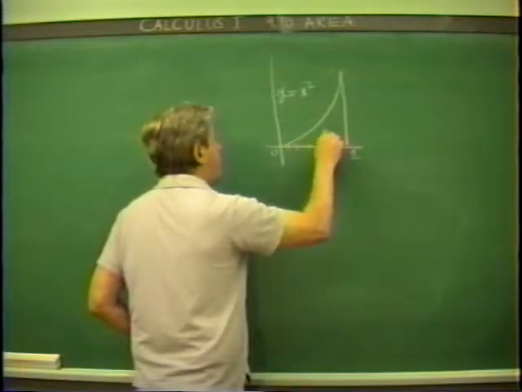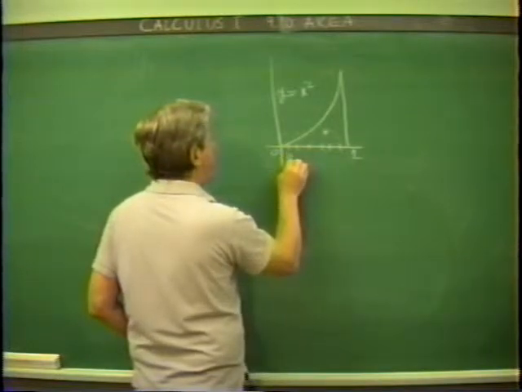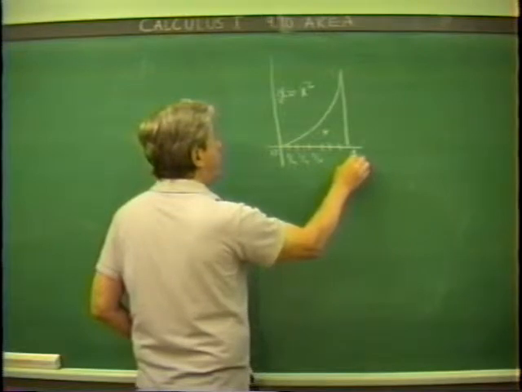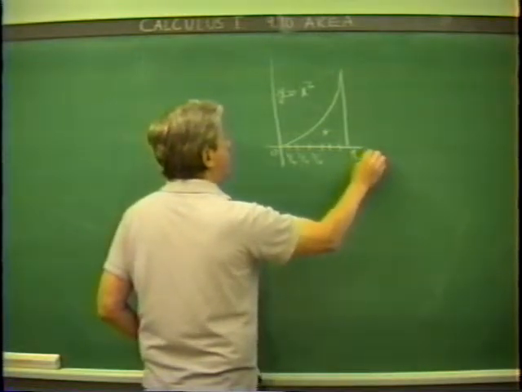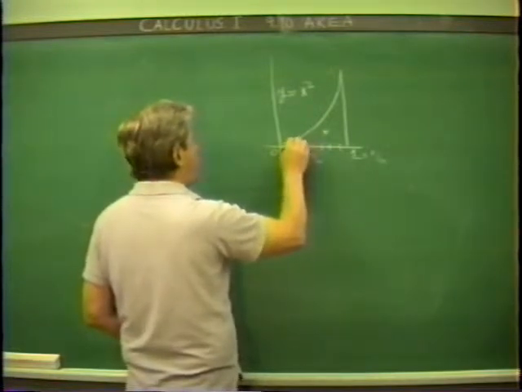And to do this, we're going to imagine that we divide this up into n equal parts here. So this is going to be 0, then 1 over n, 2 over n, 3 over n, and so forth. The last part is 1, which is n over n.